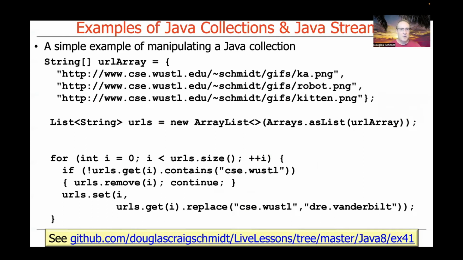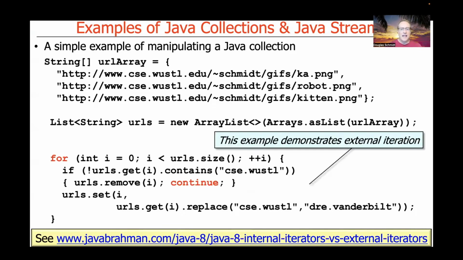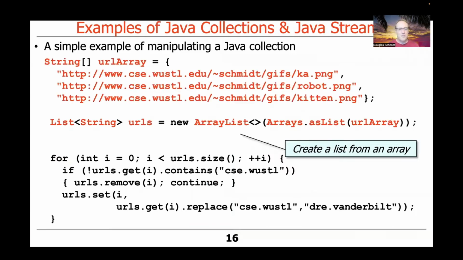So let's take a look at a simple example to compare and contrast a stream and a collection. This is a program you can get at my GitHub repository in the EX41 folder at the link at the bottom of the slide. This particular example, the non-stream version, also demonstrates so-called external iteration, which is in contrast to what streams do, which is so-called internal iteration. There's a nice article at this link that talks about the difference between external and internal iteration, and I'll talk about it briefly here.